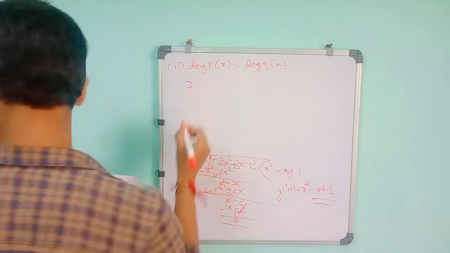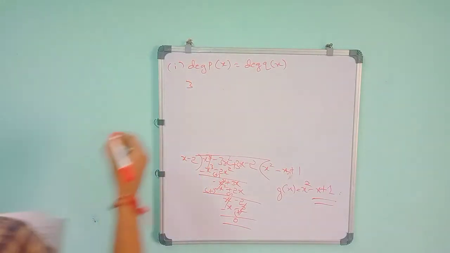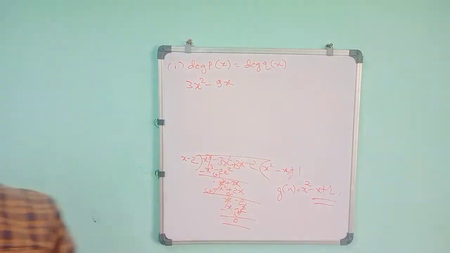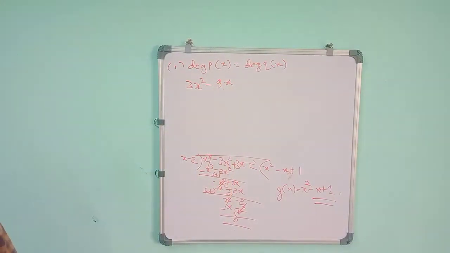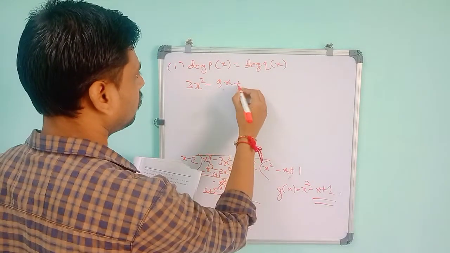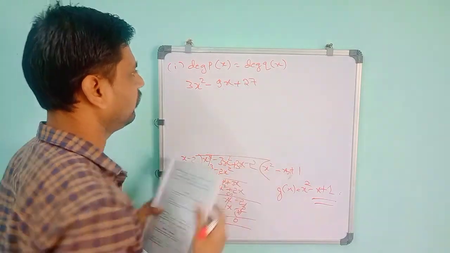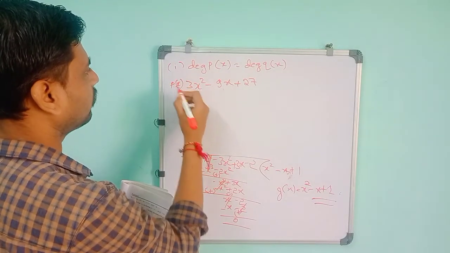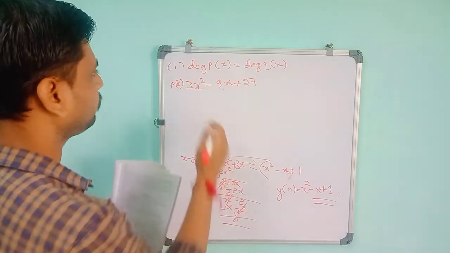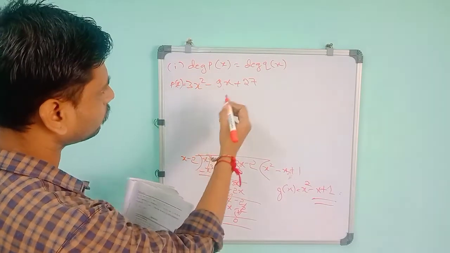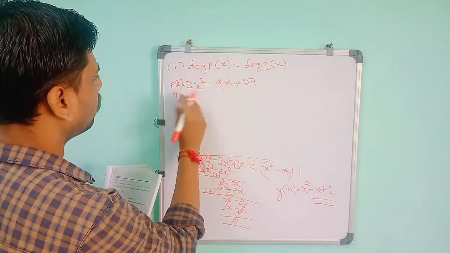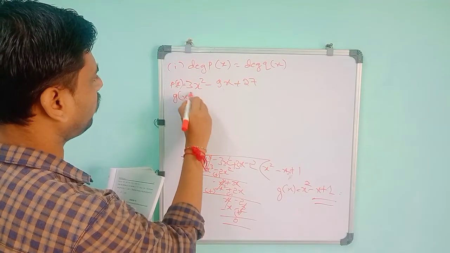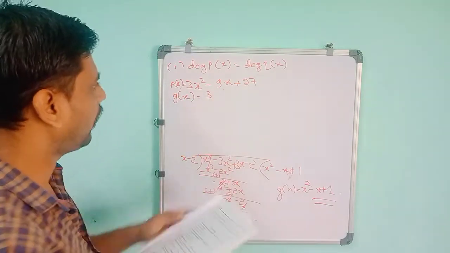3x cube, 3x square minus 9x plus 27. They give p of x, take the example, p of x as 3x square minus 9x plus 27. Then for g of x, you take only a number. For g of x, you have to take only a number. So I have taken 3.